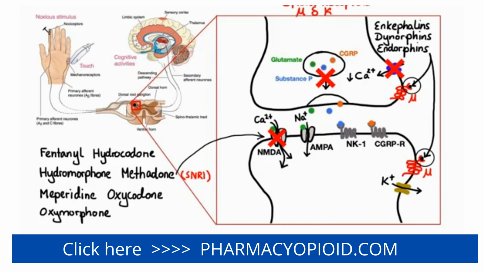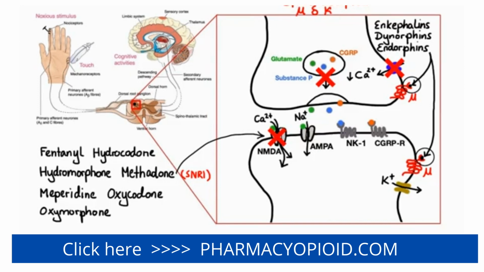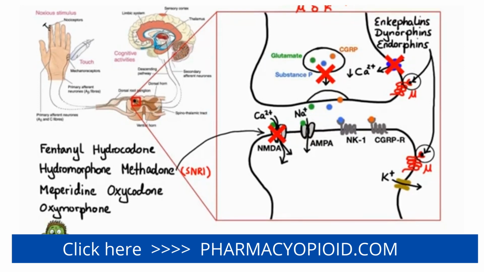Now, in addition to producing analgesia, activation of the opioid receptors in other parts of the body can bring about many side effects. For example, all opioids produce some degree of nausea, which is due to direct stimulation of the chemoreceptor trigger zone in the medulla.